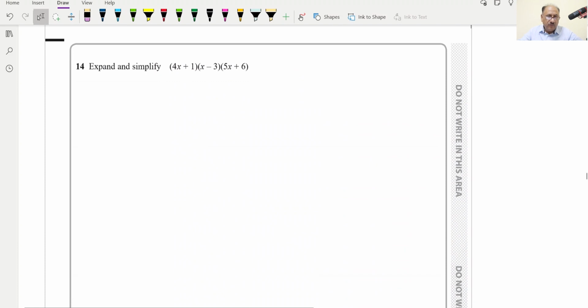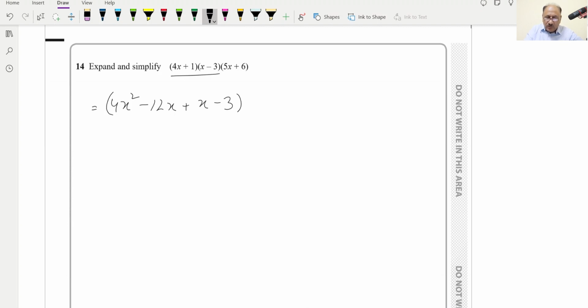Now question number 14, they're saying expand this. So we'll have to multiply the first two terms. So 4x into x will be 4x squared, and 4x multiplied by minus 3 will be minus 12x. 1 multiplied by x will be plus x, and 1 multiplied by minus 3 will be minus 3.